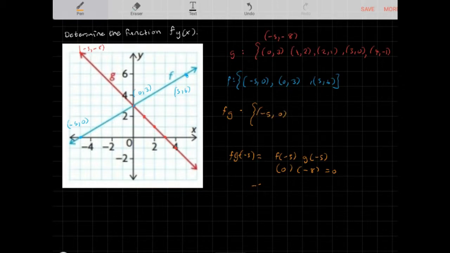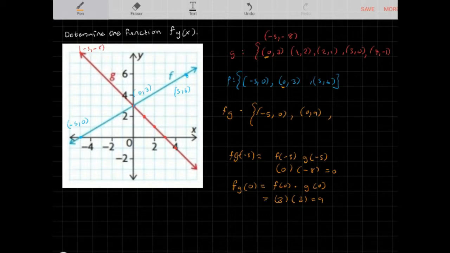Okay? Let's take a look at another point. So let's say we have another common point. You can notice here there's a 0 and a 0 here. So let's do f times g of 0. So we get f of 0 times g of 0. And f of 0 here looks like 3. g of 0 here is also 3. So we get 9. So the point here is 0 and 9.